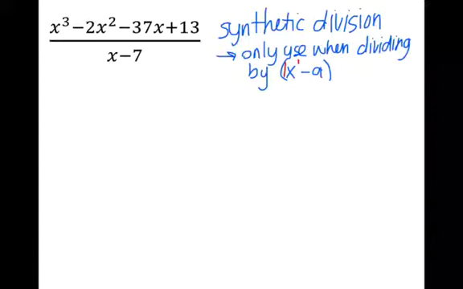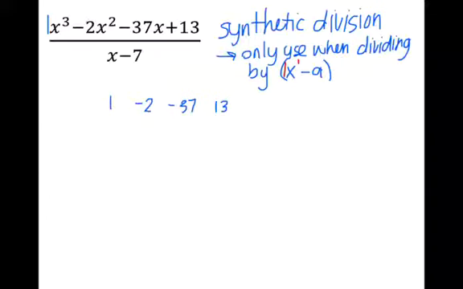So what I'm going to do when I am doing my synthetic division is I'm going to only work with the coefficients. We're not going to have any x's at all in our synthetic division. So I'm going to start by writing down all the coefficients that I have on the top of the fraction, or in the first polynomial that I'm dividing. I don't see a number written in front of x cubed, but there's really a 1 that's there. So I'm going to write down a 1, -2, -37, and 13.